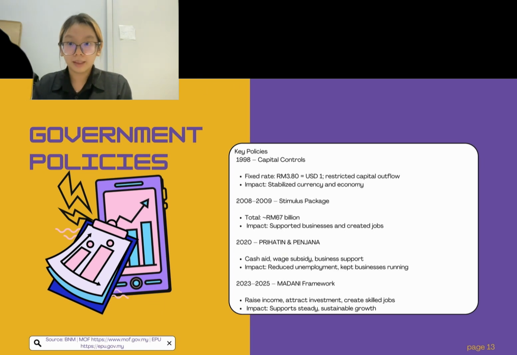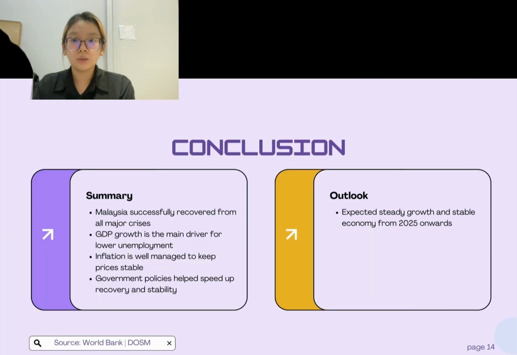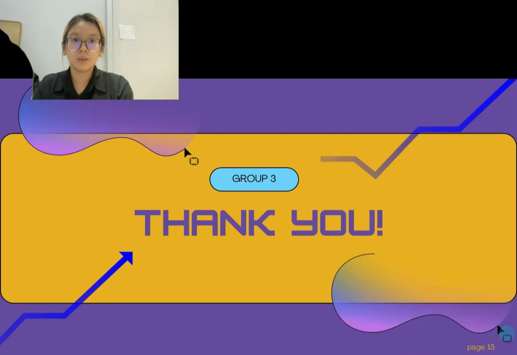Finally, the Madani Economic Framework 2023 to 2025, to improve income, attract investment, create skilled jobs, and support long-term economic growth. In conclusion, these government policies play an important role in helping Malaysia overcome economic challenges and support long-term economic growth. Thank you.